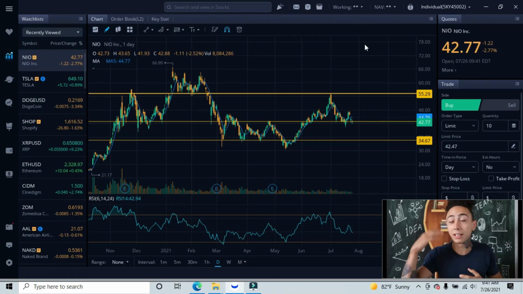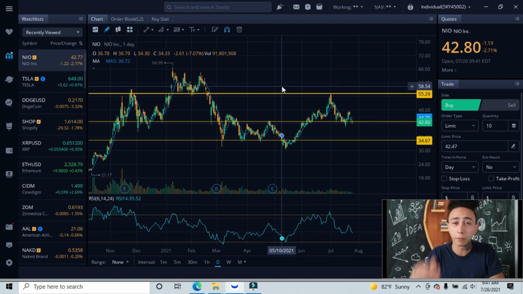So NIO is the last stock that we're breaking down for this morning. So ticker symbol NIO. I have my lines and graphs already set. We're starting from a higher time frame, that being the daily interval. This allows us to find the overall direction and trend that our stock is in. And let's go ahead and dive in, you guys.